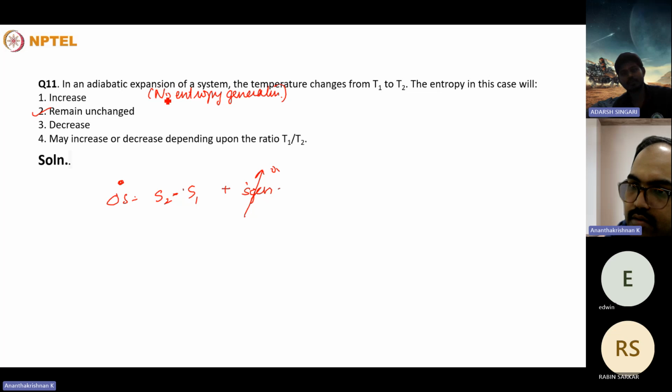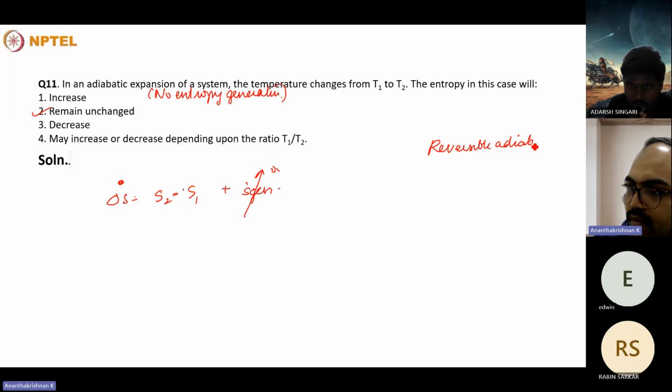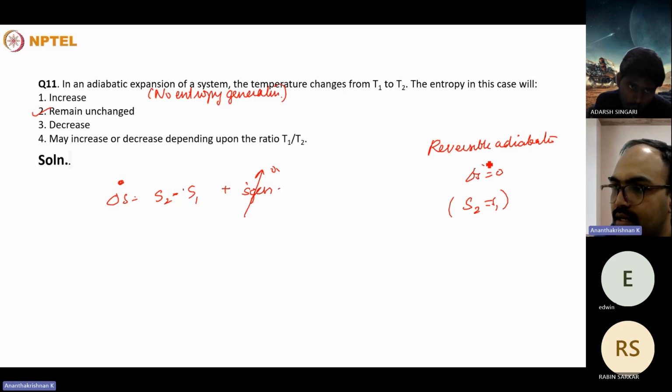So this can be assumed to be reversible. I didn't mention it as a reversible adiabatic. If it was a reversible adiabatic, delta S would have been 0 and we could have written S2 is equal to S1. But in that case, there is no entropy generation as well.